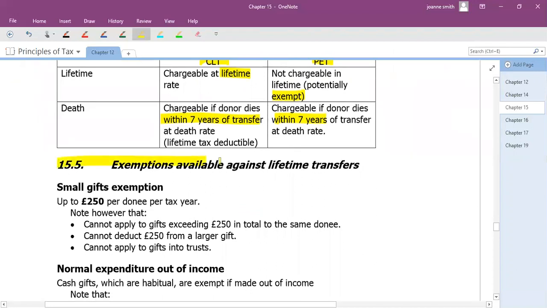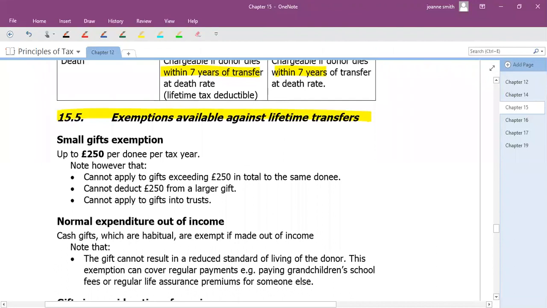Now, there are some small exemptions in terms of what you could transfer. So you could transfer a small gift, and you're allowed to transfer £250 a year, but you cannot exceed £250 to the same donor. So what some people think they can get away with is doing lots of small amounts that are all under the 250. Well, once you hit 250 cumulatively, then it's not going to be exempt any further.